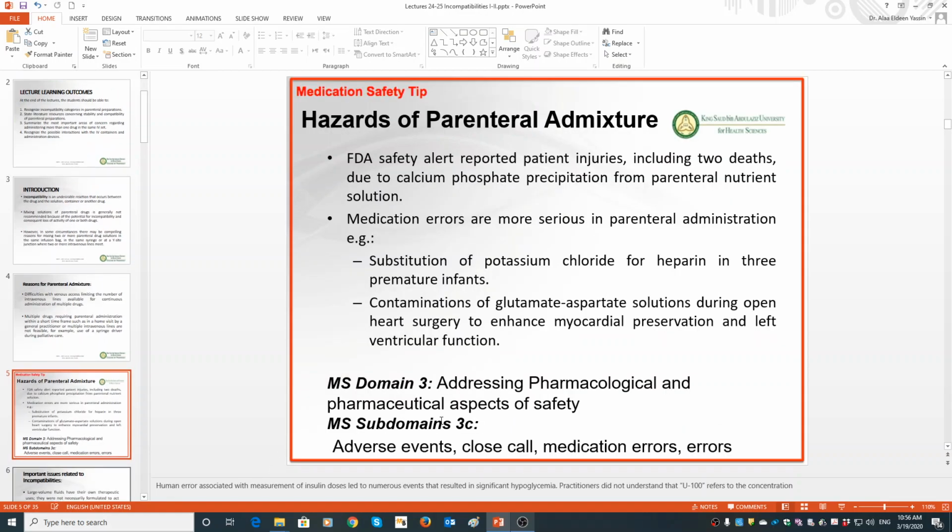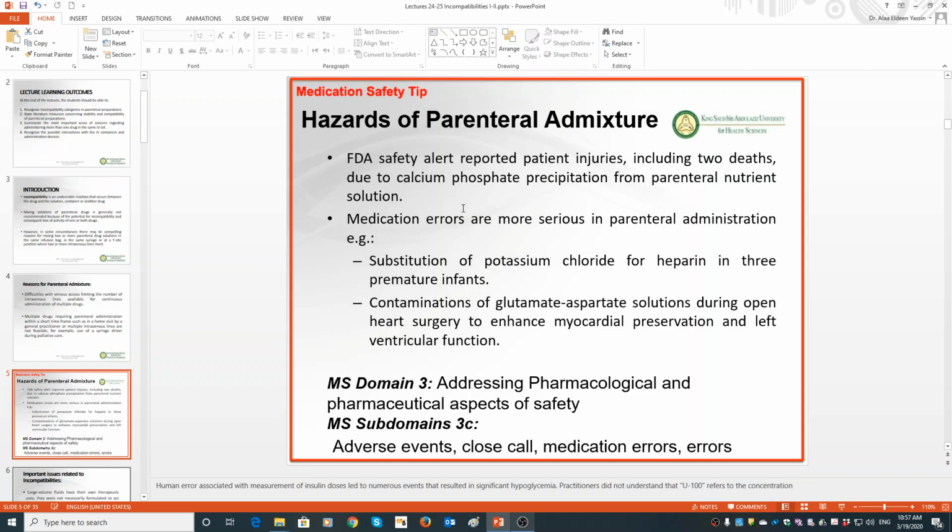Okay, the hazard of parenteral admixture is very serious, and that's why many serious occasions occur. That's why it's a patient safety issue, so it should be considered highly. And we have many reports in the literature about even patient deaths due to incompatibility or during admixture.